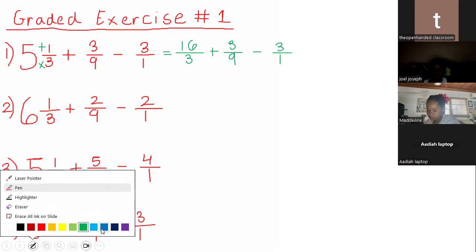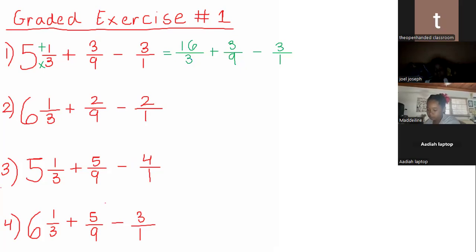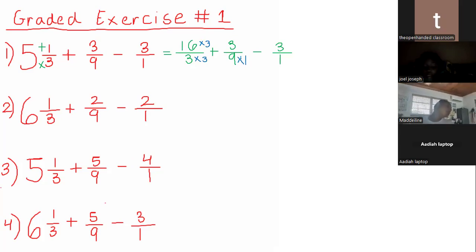Yes, we can. All right, so what times 3 is 9? 3. Whatever we do to the bottom, we have to do to the top, good. What times 9 is 9? 1. Whatever we do to the bottom, we have to do to the top, good. Same thing here. What times 1 is 9?